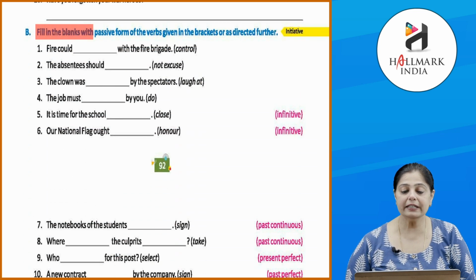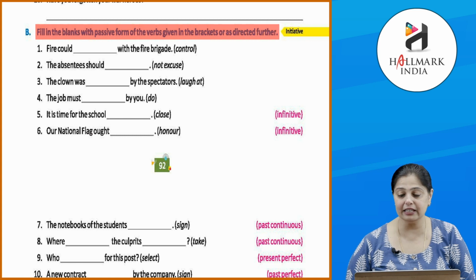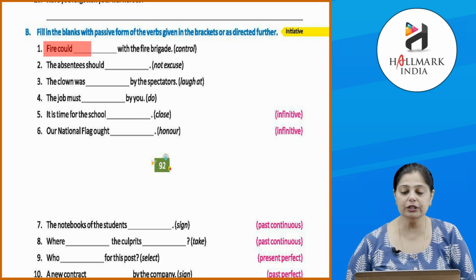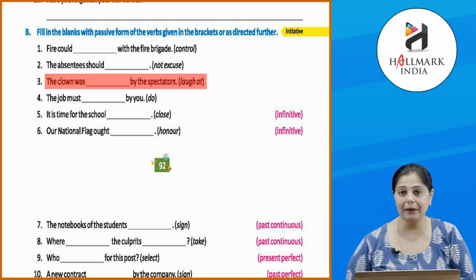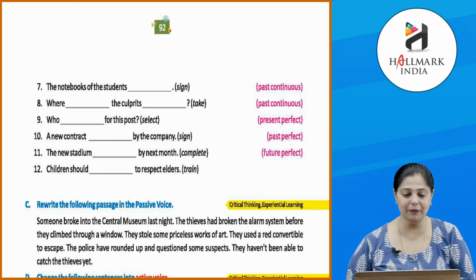Now fill in the blanks with passive form of the verbs given in the brackets or as directed further. Fire could be controlled with the fire brigade. Okay. The absentees should not be excused. The clown was being laughed at by the spectators. Clear? Now quickly finish the remaining ones.